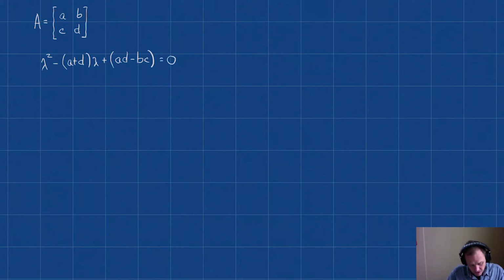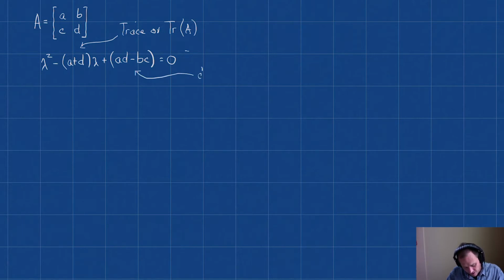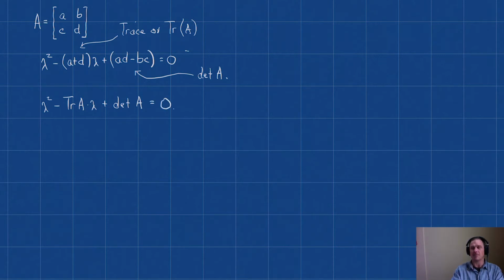Well, first off, look at this. A plus D, that's the sum of the diagonal elements. We call this the trace of the matrix A. And notice, what is this piece right here? That's familiar. That's just the determinant of A. And there we have it. So we can solve lambda squared minus the trace of A times lambda plus the determinant of A equals 0. If we solve that, then we have found all of our eigenvalues.